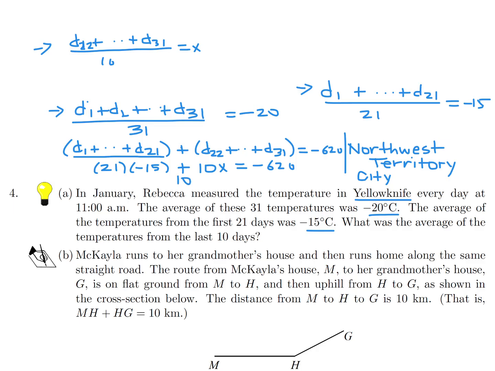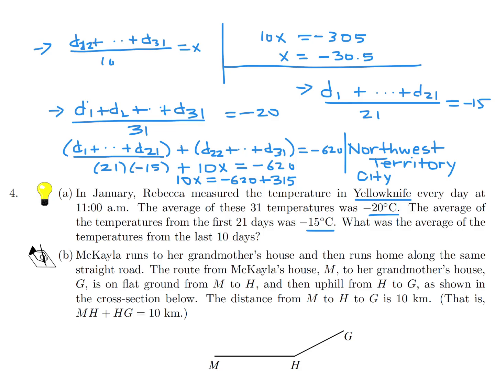So we have 10x is equal to minus 620, plus 315. And therefore, I'll just continue it up here. We got 10x is equal to minus 305. And therefore, x is equal to minus 30.5. Is that right? Average of the temperatures first 21 days. Yeah. So, as you can see, very cold.